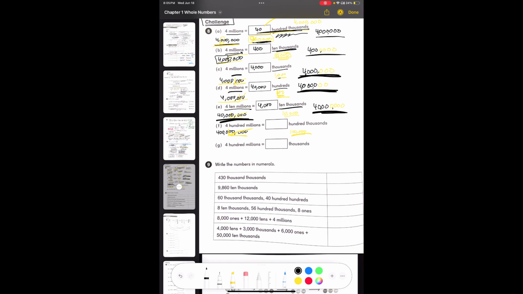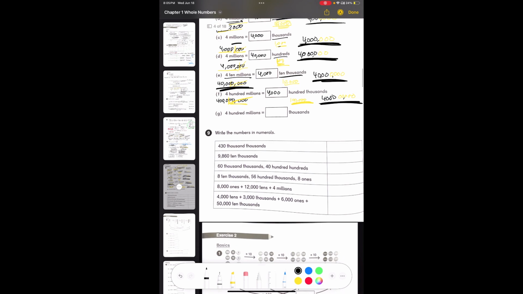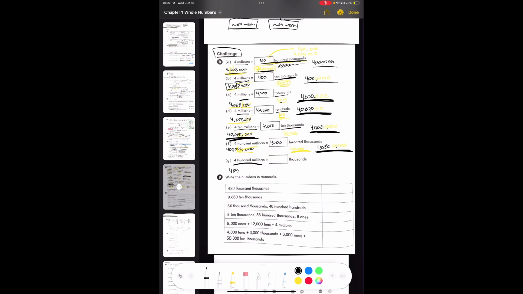Cut this off. Our answer, once again, is 400. Sorry, 4,000. Double check 4,000. Add in 5 zeros. 1, 2, 3, 4, 5. Comma, comma. There's 400 million. 400 millions, and we have thousands here.